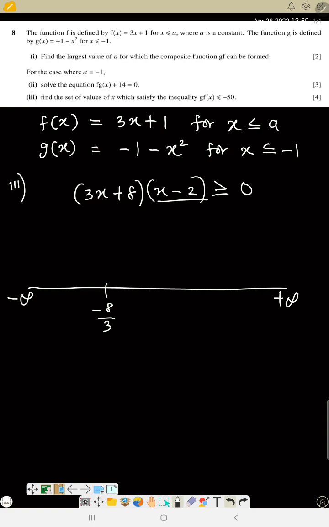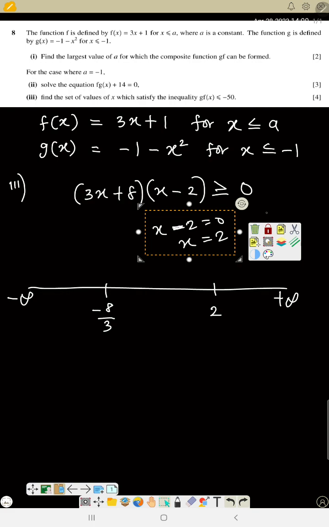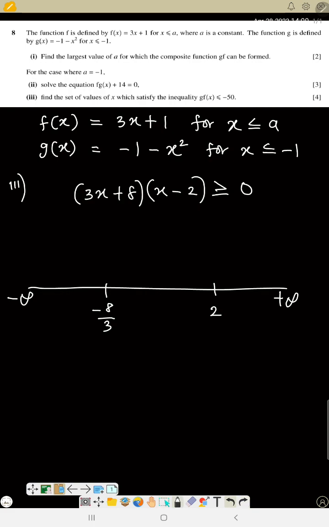Now set the second one also equal to 0. s minus 2 equals 0, so s is equal to 2. So let's say this is 2, on the positive side, because the middle is 0, so we have a positive side and a negative side. Now we have 3 regions here: this is 1, 2, 3. Three regions.